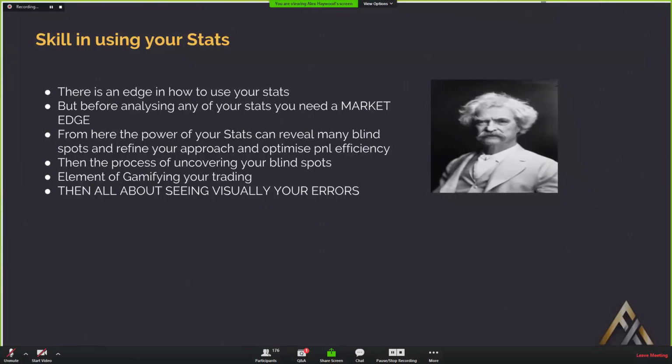And so as I mentioned, before analyzing any of your stats, you need a market edge. And from here, the power of your stats can reveal so many blind spots and really help refine your approach and optimize your P&L efficiency.